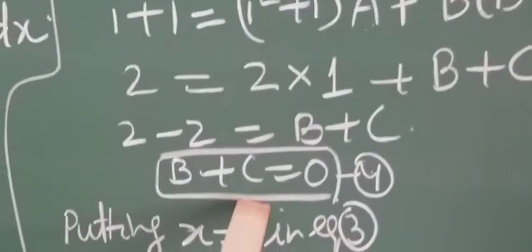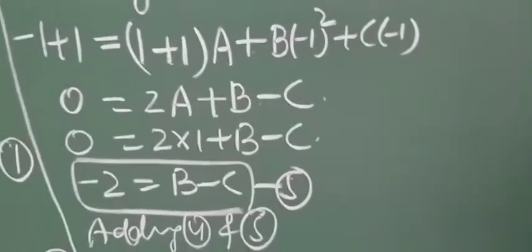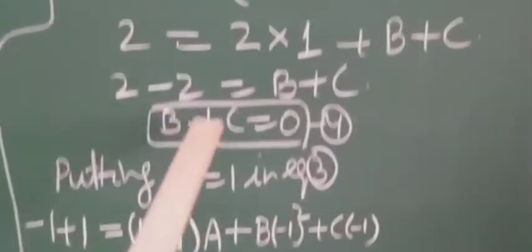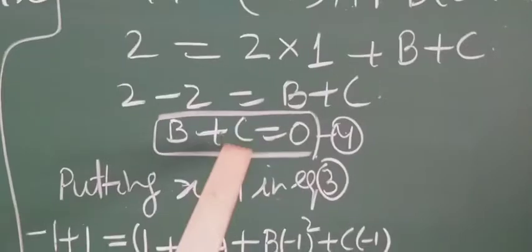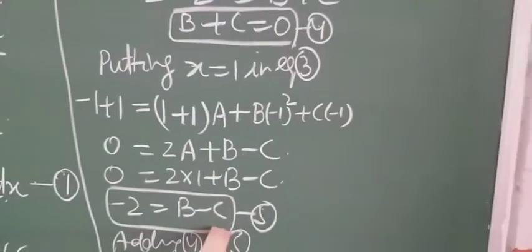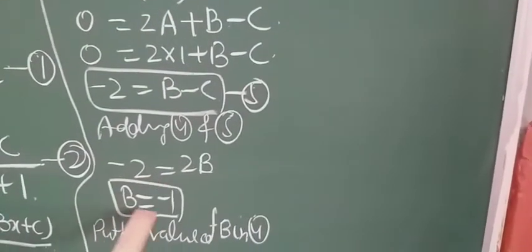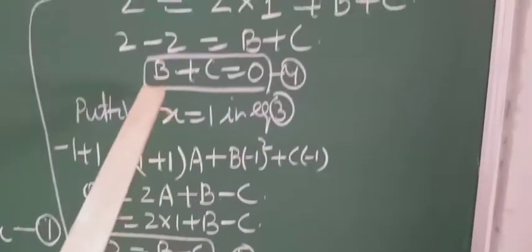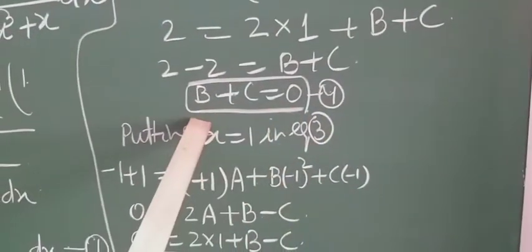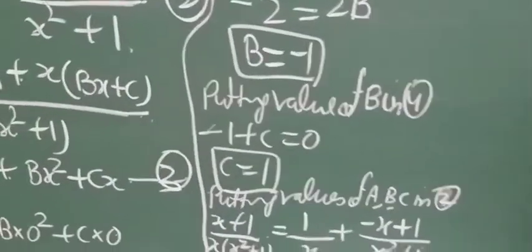Now equation number 4 and equation number 5 we can solve to get the values of B and C. So let us add both of them. When we add both of them, C will be cancelled. 2B equals minus 2, B equals minus 1. Putting the value of B in equation 4, when we put B equals minus 1, C equals 1. So we have got the values of A, B and C.